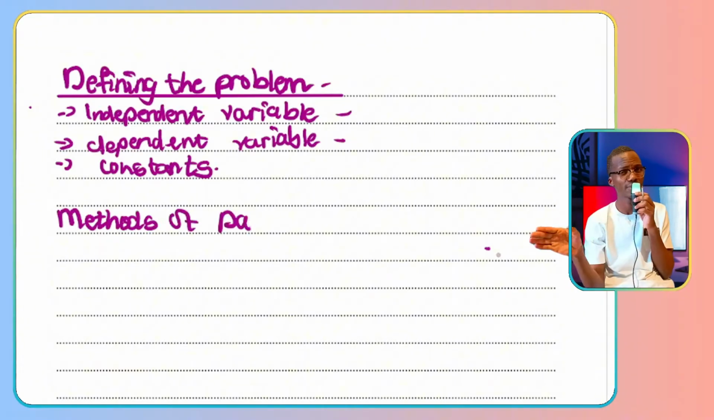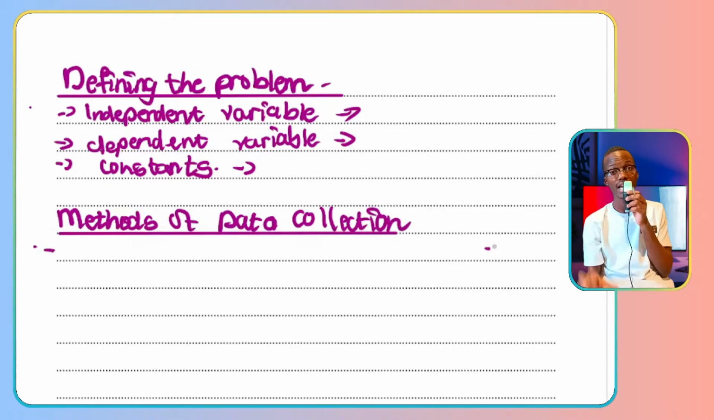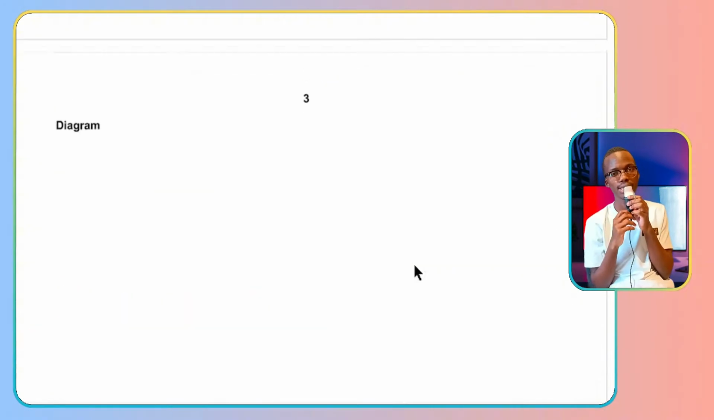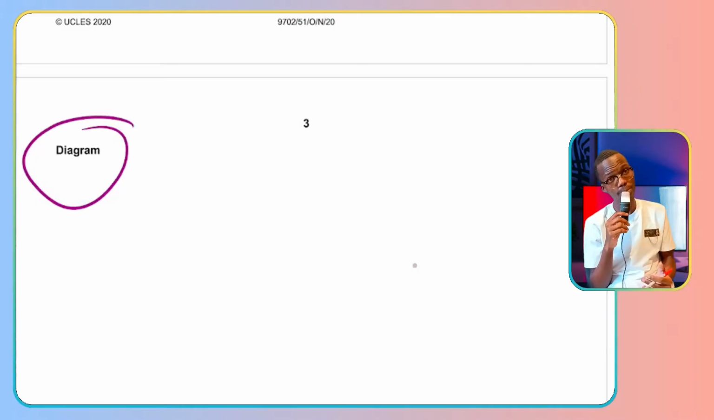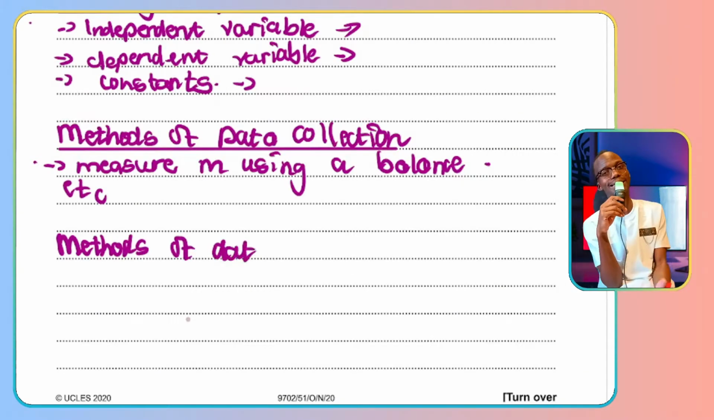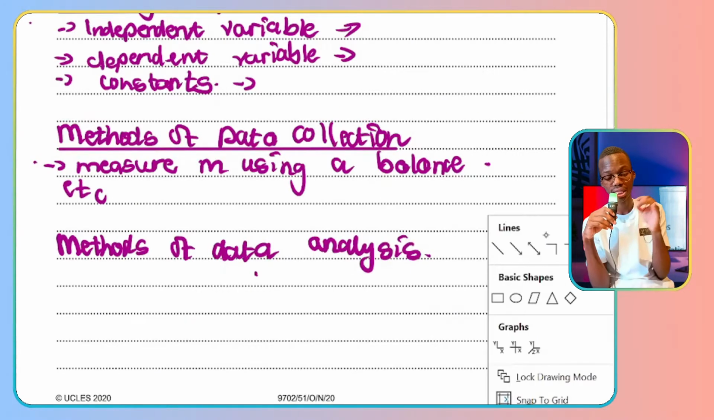The second part is method of data collection. We talked about that again. Then after that, draw a diagram. Also check out the second video that has that. The third part is method of data analysis. So you're going to write the next subtopic, method of data analysis.